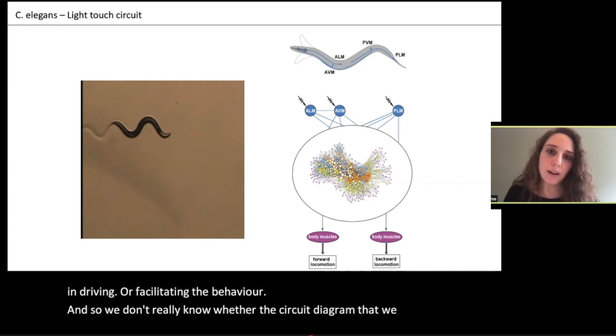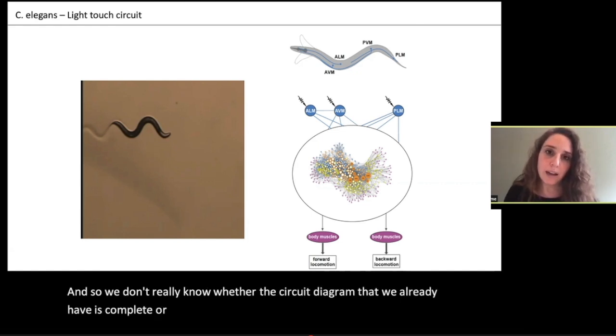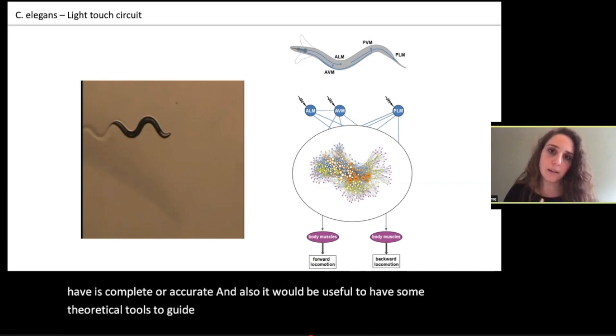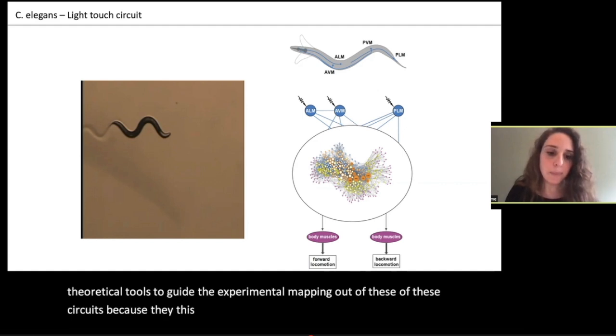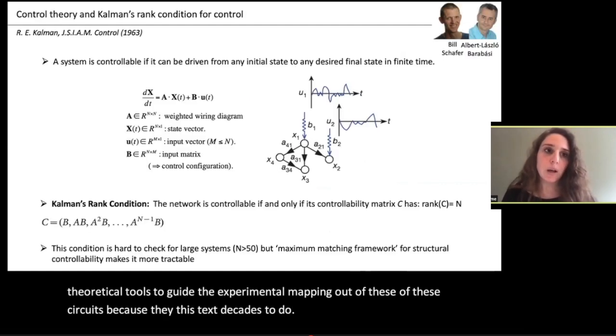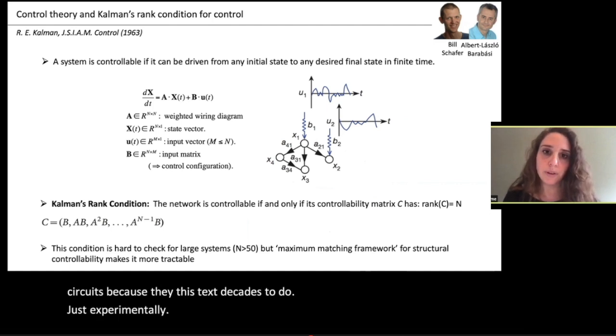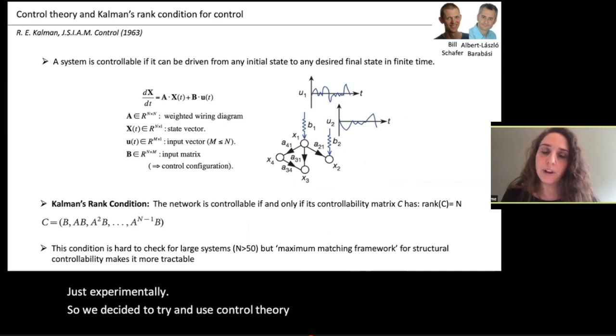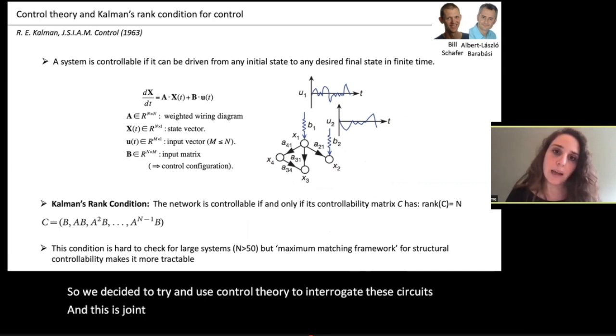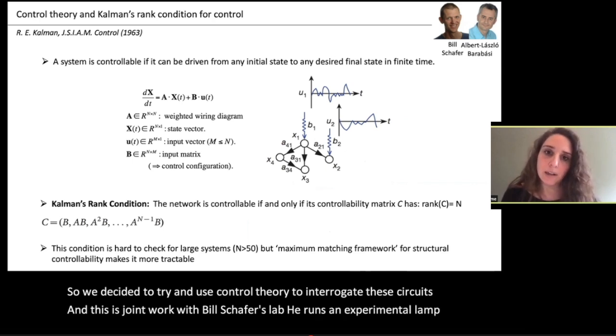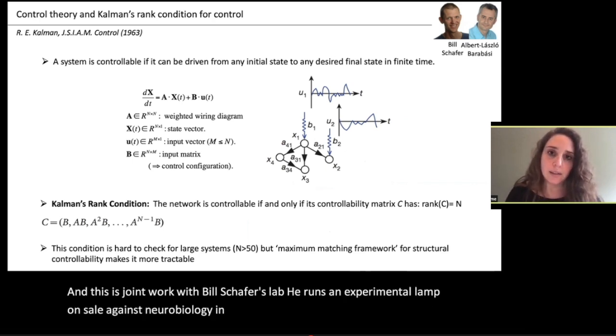And also it would be useful to have some theoretical tools to guide the experimental mapping out of these circuits, because this takes decades to do just experimentally. So we decided to try and use control theory to interrogate these circuits. And this is joint work with Bill Schaefer's lab. He runs an experimental lab on C. elegans neurobiology in Cambridge, and Laszlo Barabási's lab in Boston, looking at complex systems and controllability.